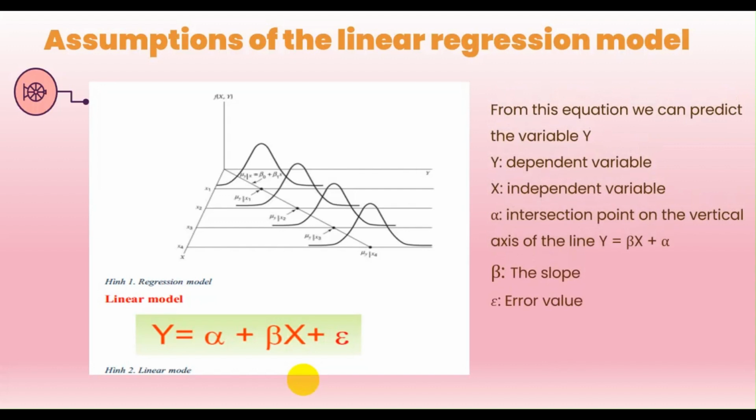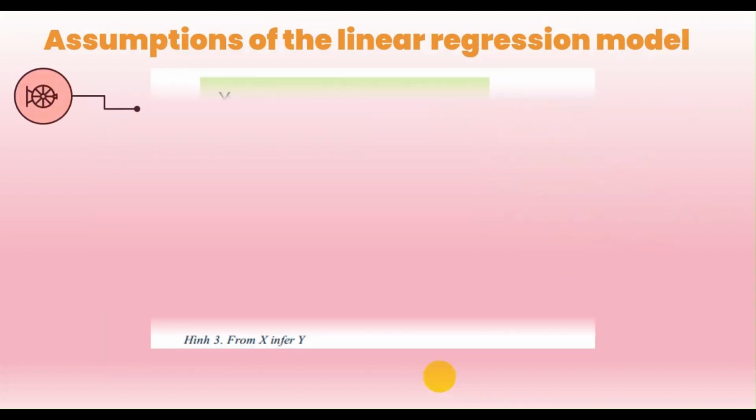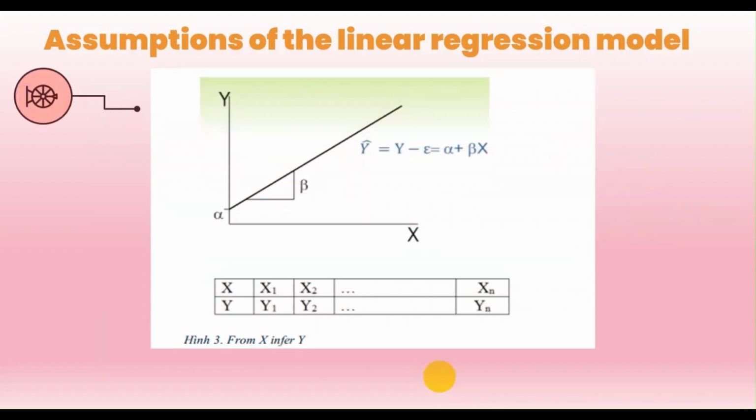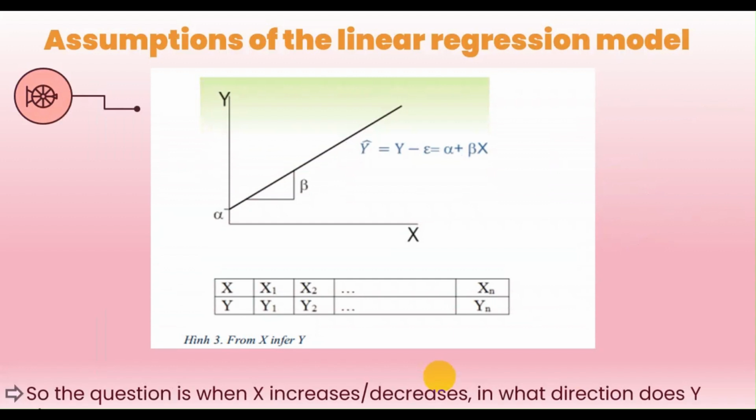The picture is this. From this equation we can predict the value of y. The y means the dependent variable, the x means the independent variable, and alpha means the intersection point with the vertical axis on the line y equals beta x plus alpha. The beta means the slope and the alpha means the error value. This is another picture. So the question is, when x increases or decreases, in what direction does y change?